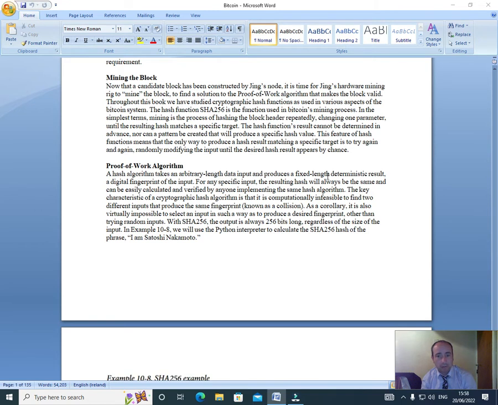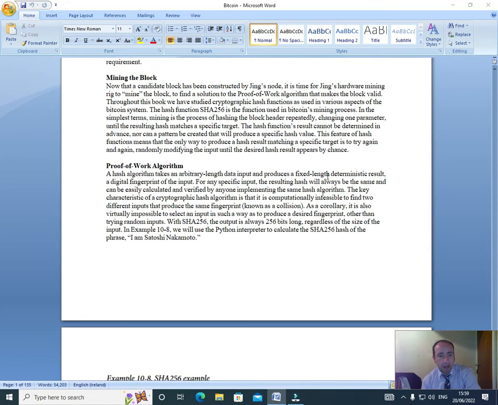Throughout this book, we have studied cryptographic hash functions as used in various aspects of the Bitcoin system. The hash function SHA-256 is the function used in Bitcoin's mining process. In the simplest terms, mining is the process of hashing the block header repeatedly, changing one parameter until the resulting hash matches a specific target. The hash function's result cannot be determined in advance, nor can a pattern be created that will produce a specific hash value. This feature of hash functions means that the only way to produce a hash result matching a specific target is to try again and again, randomly modifying the input until the desired hash result appears by chance.